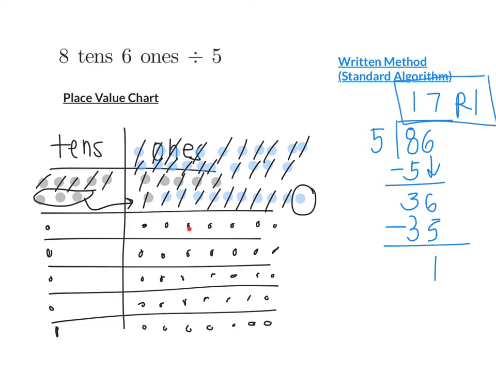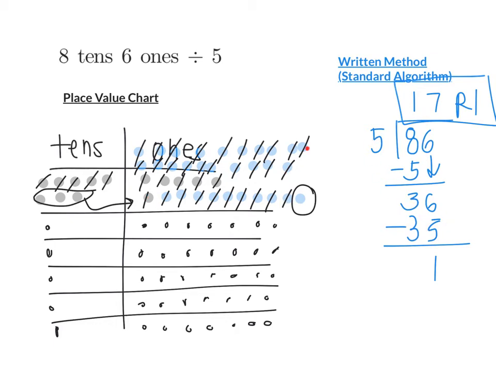1, 2, 3, 4, 5, 6, 7. So I recorded 7 in the ones place. To find out how many I used up, I knew I had 7 in each group, and there were 5 groups altogether. 7 in each group, 5 altogether. It's an array. It's a 5 by 7 array. So I can do 7 times 5 to find out it's 35.